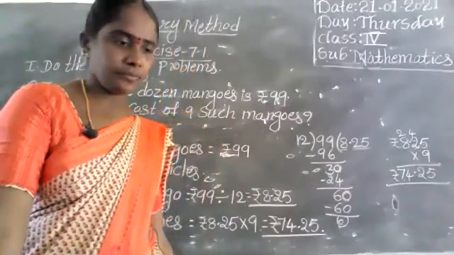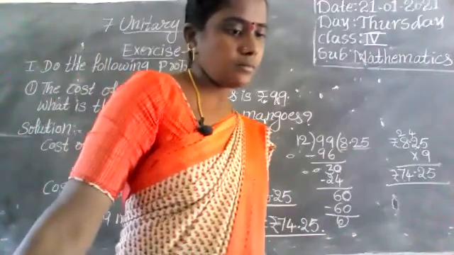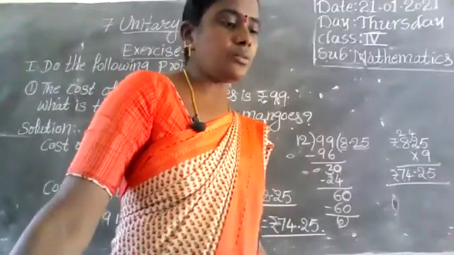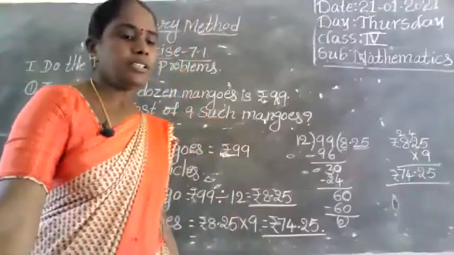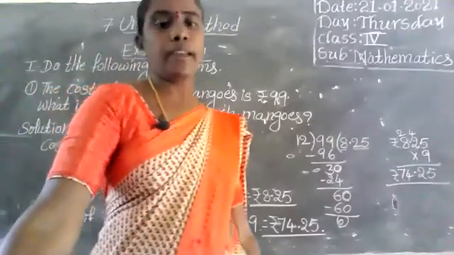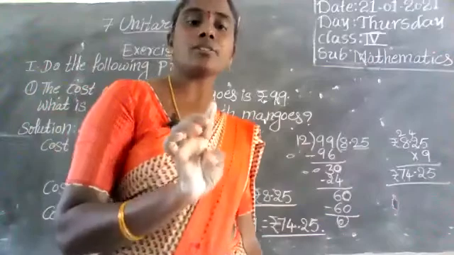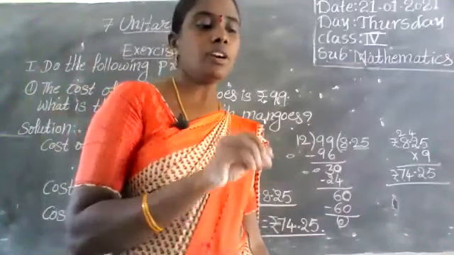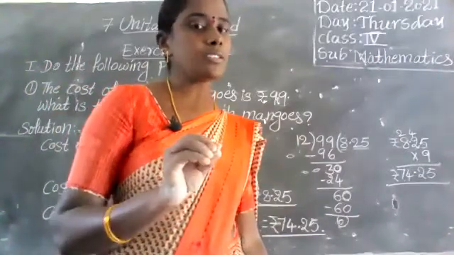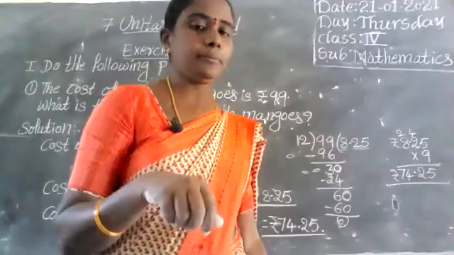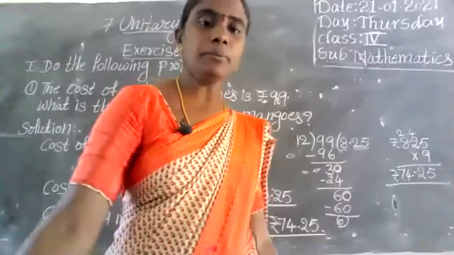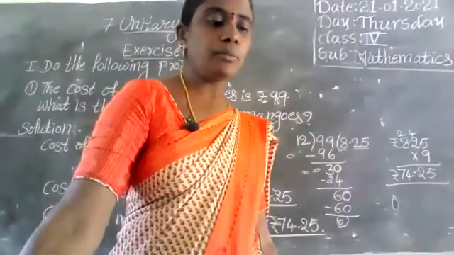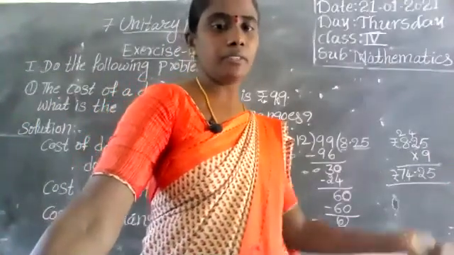Write down. Same, second one also. The cost of 10 milk packets is rupees 65. Find the cost of 4 milk packets. First, we have to find out how much 1 milk packet costs. What do we do? 65 rupees divided by 10. After that, multiply. Okay? We can get the answer, the cost of 4 milk packets.